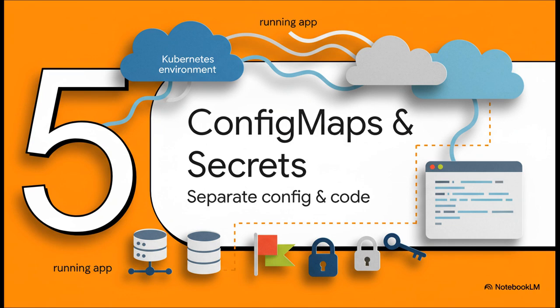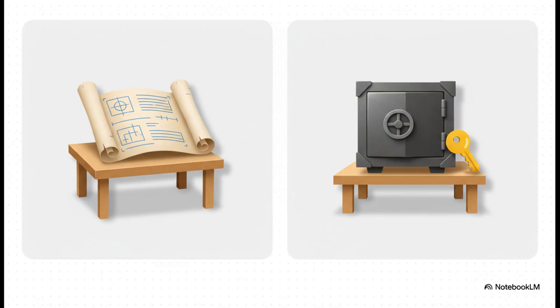Okay, our app is running and it's accessible. This is fantastic. But what about all its configuration? You know, things like database connection strings or feature flags. It's a really bad practice to just bake those directly into your application's code. We need a way to manage them separately. And that's exactly where config maps and secrets come in.